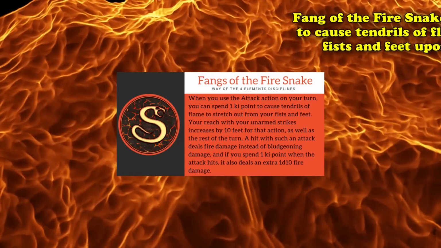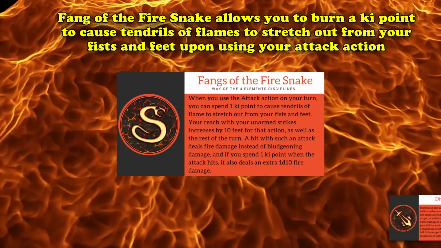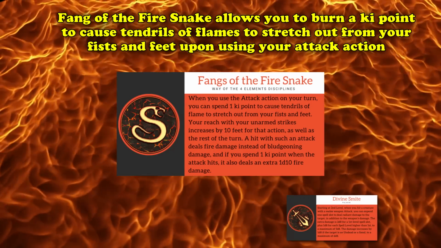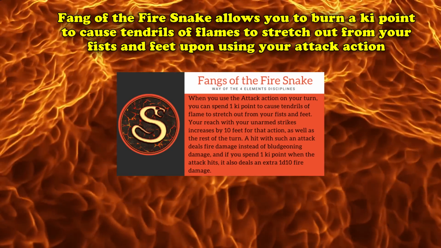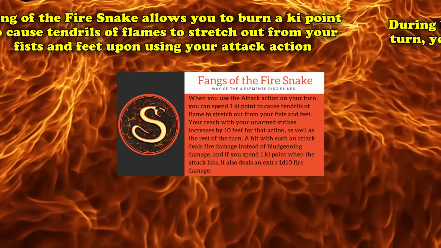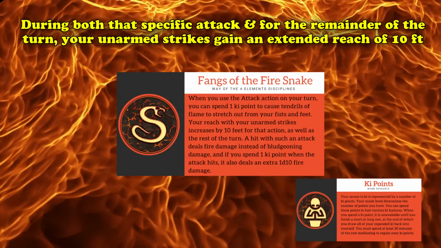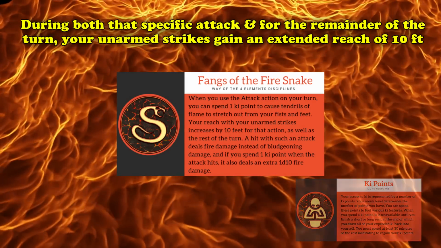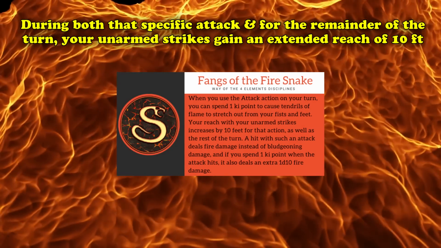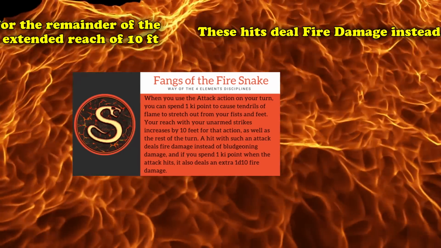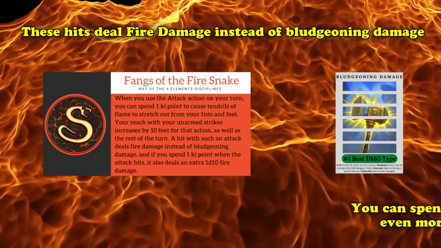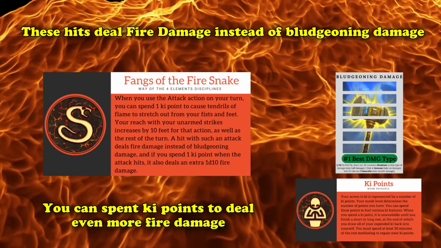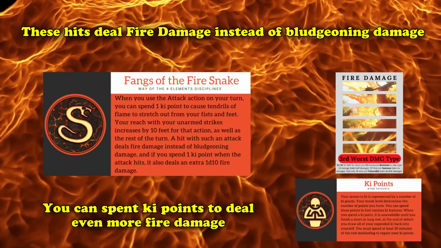Meanwhile, Fangs of the Fire Snake essentially allows you to do a mini smite with all of your attacks on your turn whenever you take the attack action by causing tendrils of flame to stretch out from your fists and feet. It costs 1 ki point to activate these tendrils and increases the reach of your unarmed strikes by 10 feet for both the action and any attacks you make for the rest of the turn. Hits with this attack deal fire damage instead of bludgeoning, and you can spend 1 ki point every time you land an attack to deal an extra 1d10 fire damage with your fists.